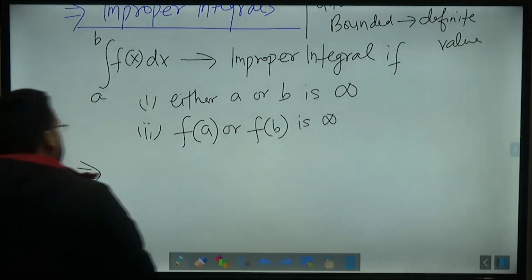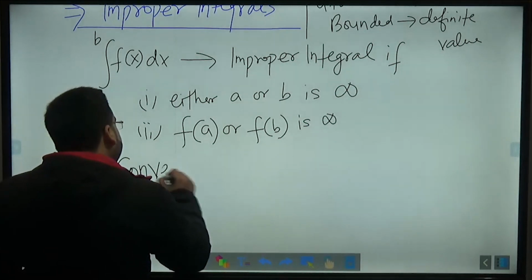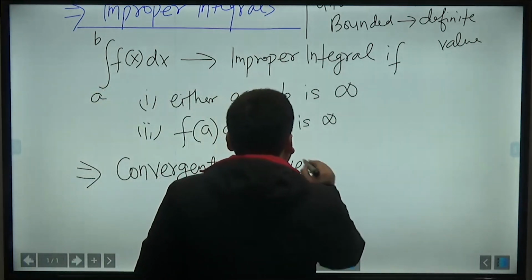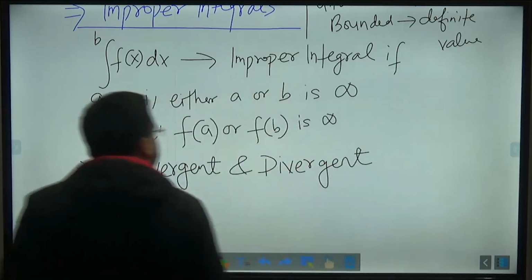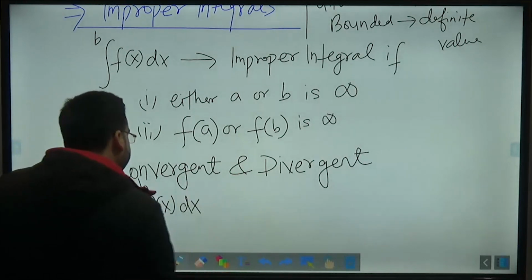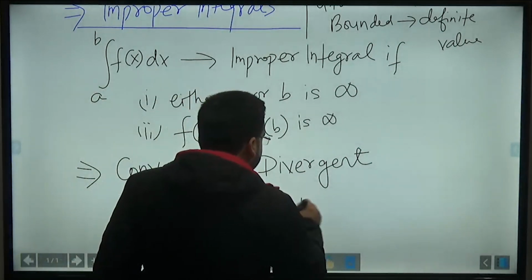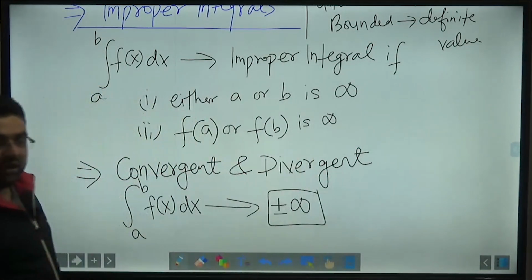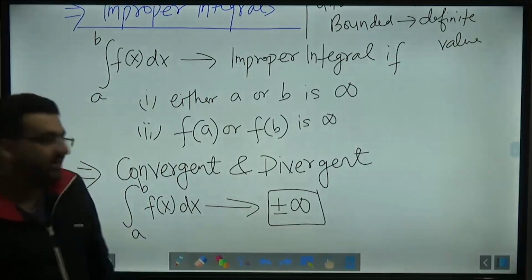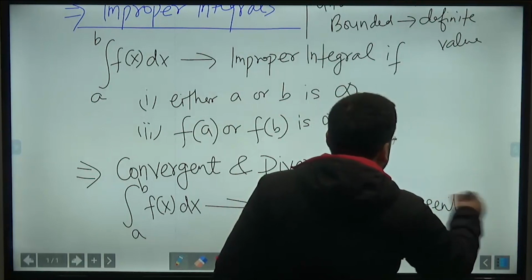After this, I also told you the significance of convergent and divergent series. What is the meaning of convergent and divergent? Now, dear students, whenever you are doing some integration, let us say integration from a to b f of x dx, and you are getting some value, that is plus minus infinity. You are not getting an exact value. We say that the series is divergent in nature. Divergent means that you are not getting an exact value. We say that the series is divergent.